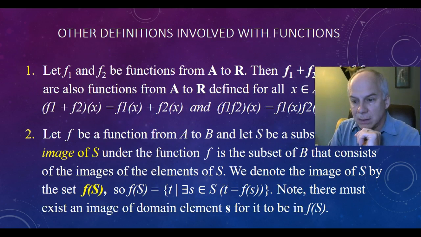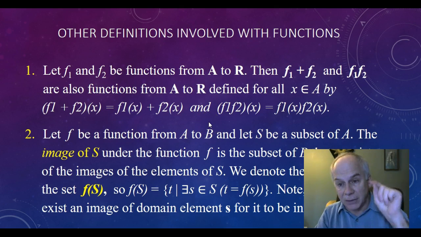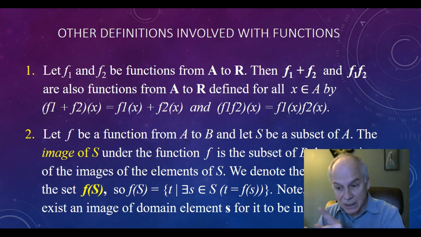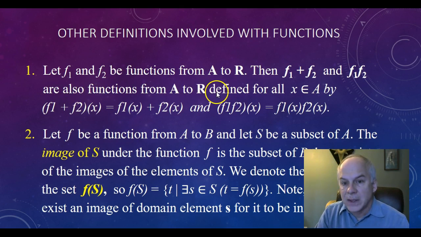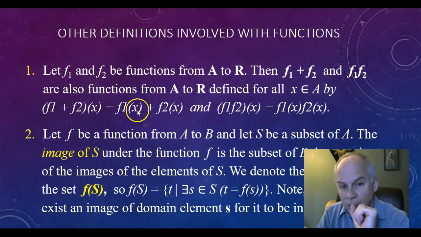So here are some definitions related to functions. There are several of them. Number 1, let f1 and f2 be functions from A to R. Then f1 plus f2, the sum of the two functions, and f1 times f2, the product of the functions, are also functions from A to R, defined for all x, an element of A, by (f1 + f2)(x) equals f1(x) plus f2(x).